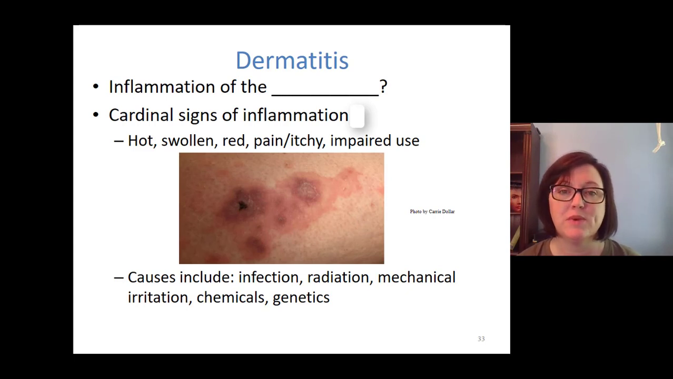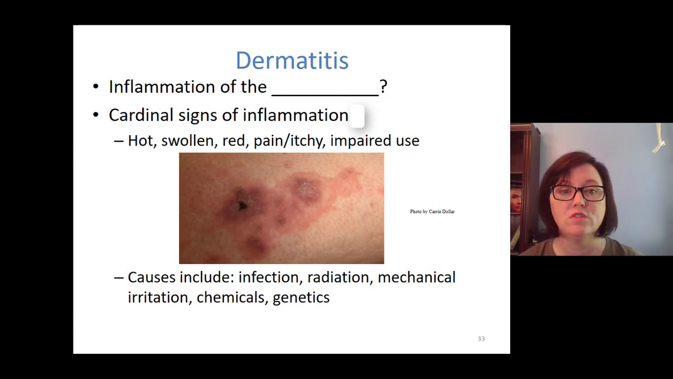Before we leave the dermis, I want to talk about something called dermatitis, right? So itis just means inflammation, right? So dermatitis is inflammation of, you'll never guess, the dermis, right? So I want to talk a little bit about the process of inflammation. This is something that comes up a lot in human biology.